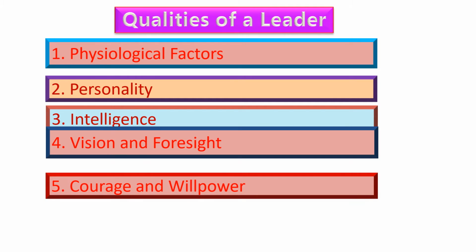Thereafter, the next point is vision and foresight. They should be able to foresee future trends of events. This quality prepares for future challenges and is useful to prepare policies and various programs. Next point is courage and willpower. It has been rightly said that without courage there are no virtues; hope and aspiration cannot be transformed into reality without courage and willpower.